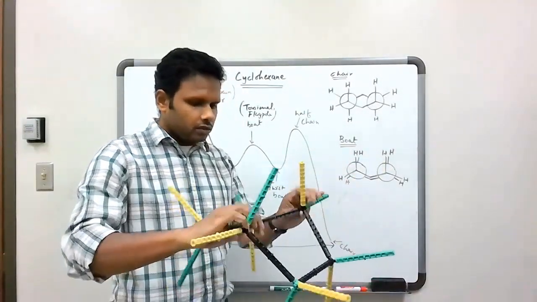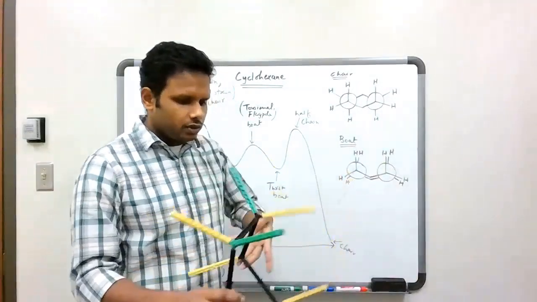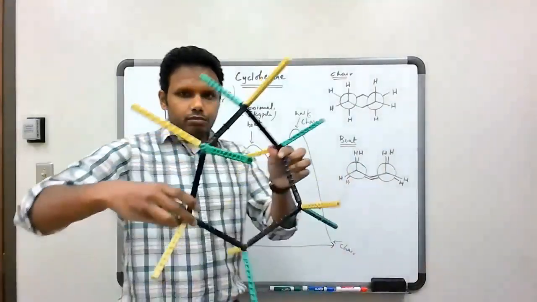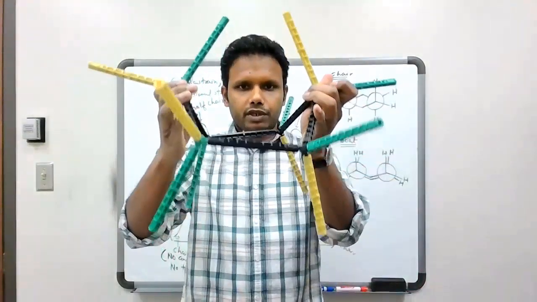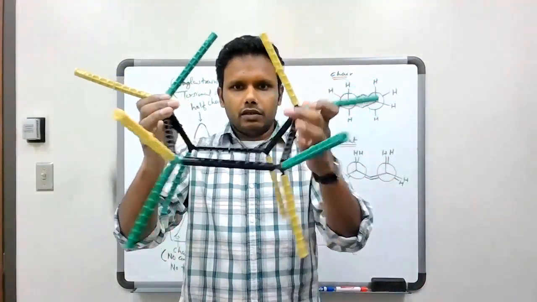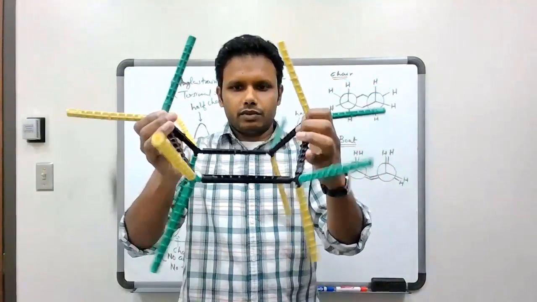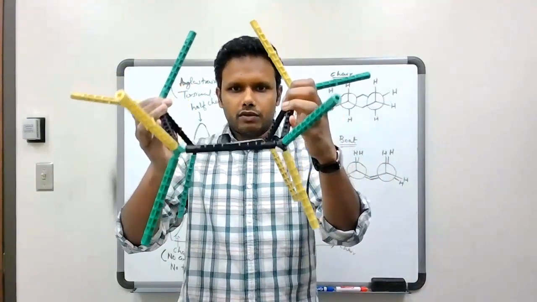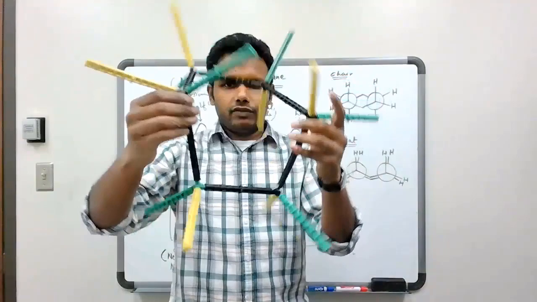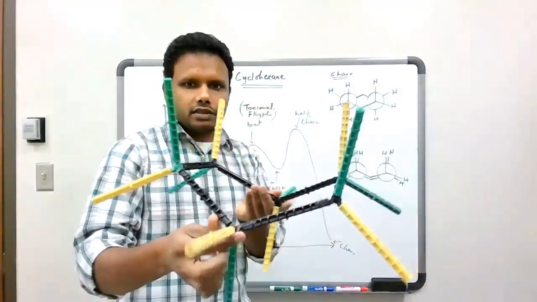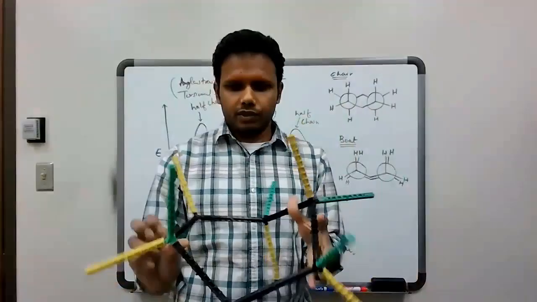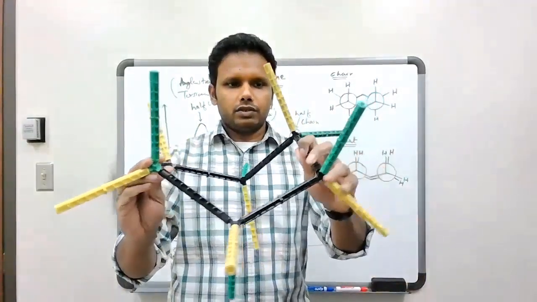Okay, so that is what you're looking at there. Okay, this is a boat. That's the boat conformation. And if I flip it over and look at it like that, you notice that there is perfect eclipsing throughout.